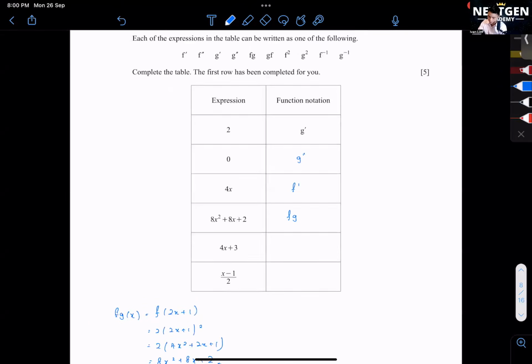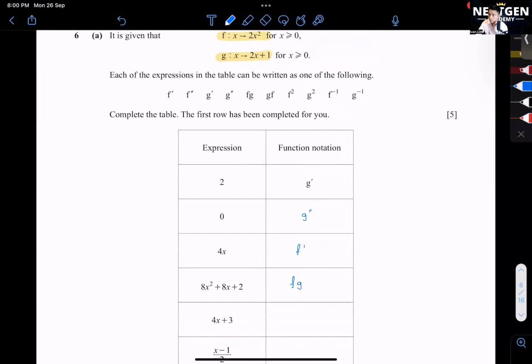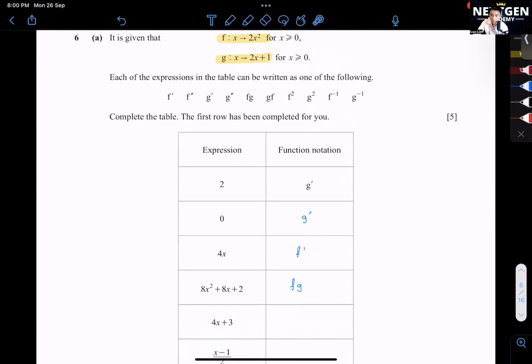Okay, next one, 4x plus 3. So you see 4x plus 3. You might be wondering, okay, which one is it? Because you don't have time to test every single one also, right? But you know these are the possible options. So you want to make a smart guess. 4x plus 3 confirm cannot be with this f(x), right? Because f(x) got a square there. So maybe it's something to do with g. Okay, so what are the possible ones for g? It might be g prime, it might be g double prime, it might be g squared, it might be g inverse. Okay, you try lor.